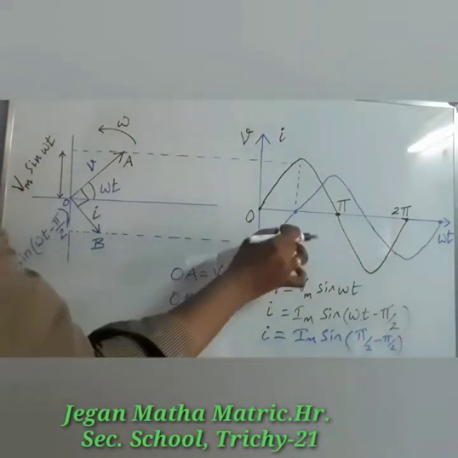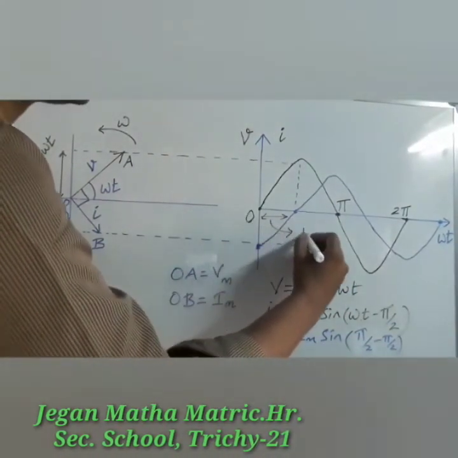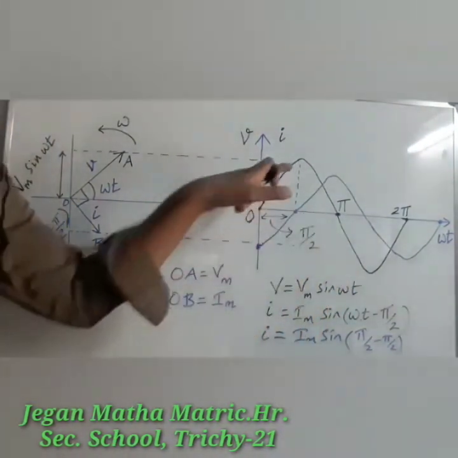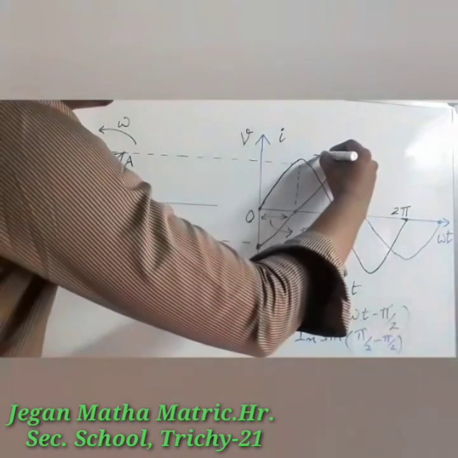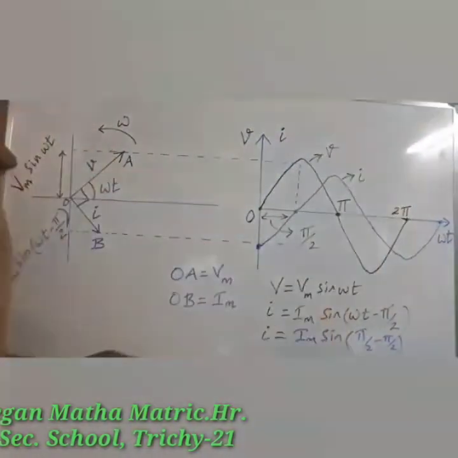So what is the phase difference between the current and the voltage? Pi by 2. Here is the waveform for the voltage, and here is the waveform for the current.